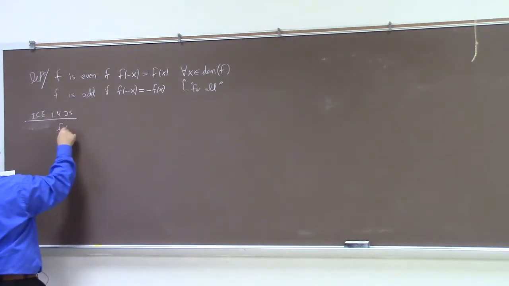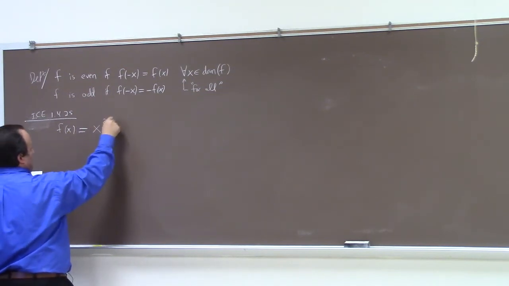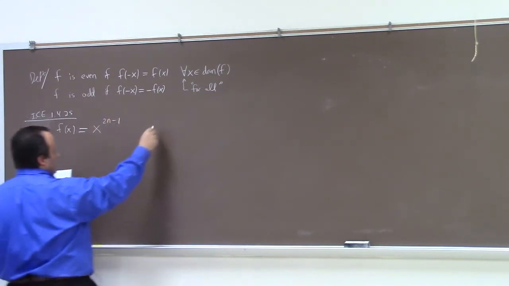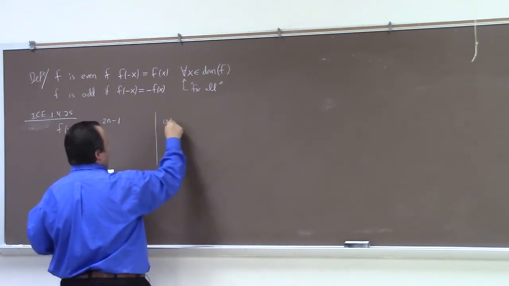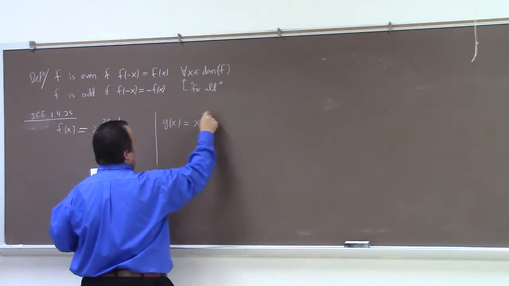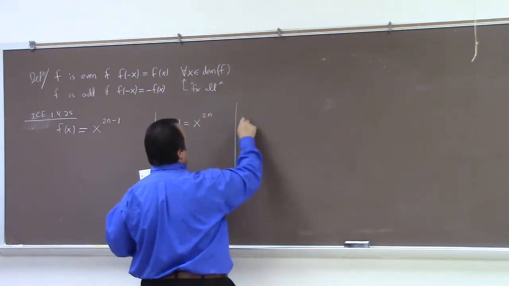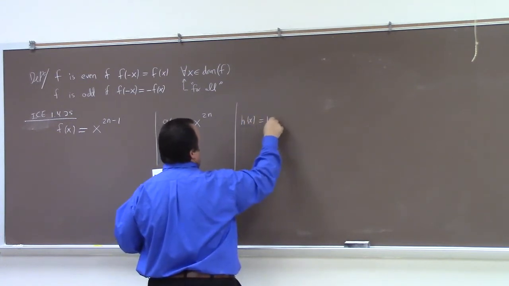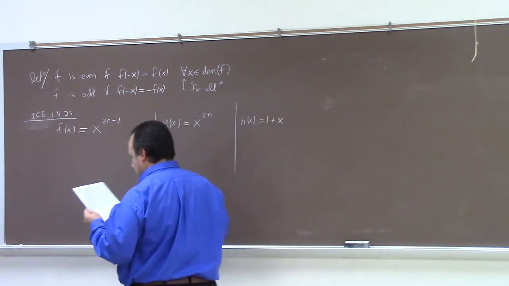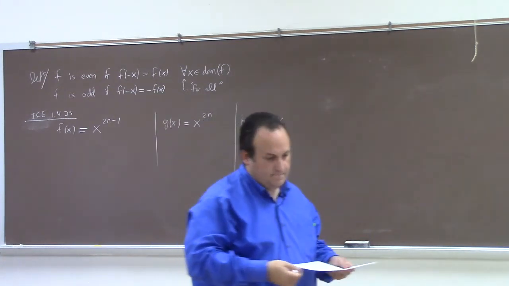Here we have f of x equal to x to the 2n minus 1, and we have g of x equal to x to the 2n, and h of x equal to 1 plus x. The question is, determine if the given functions are even, odd, or neither.